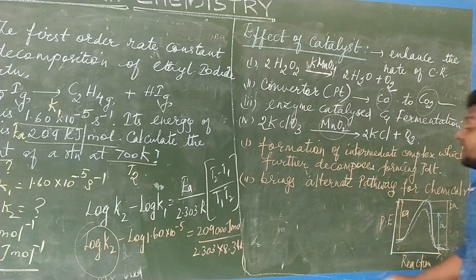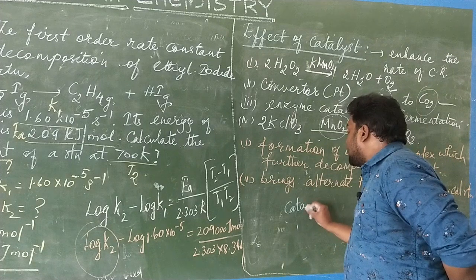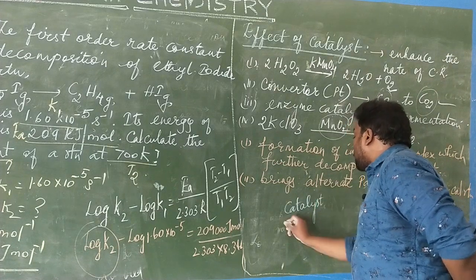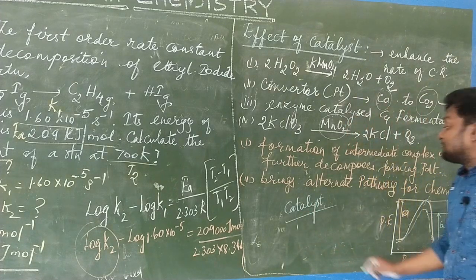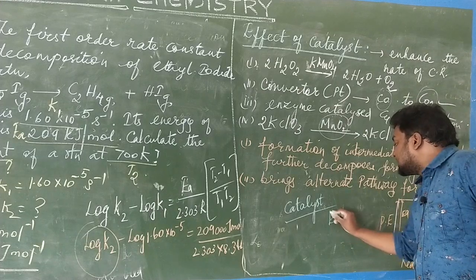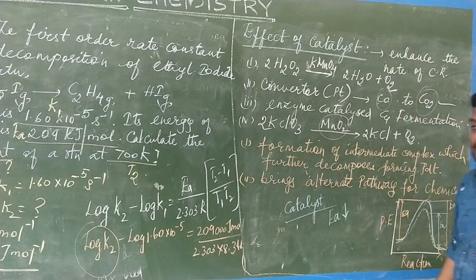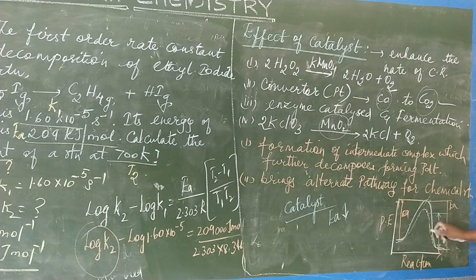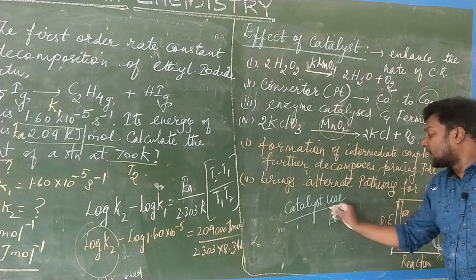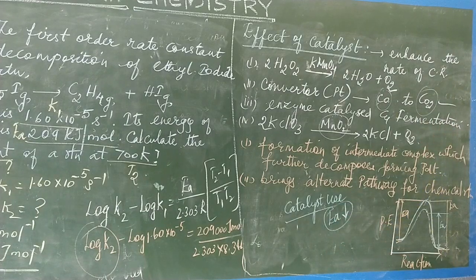Whenever a catalyst is used, what happens? Automatically the activation energy Ea value decreases. So when we use a catalyst, the activation energy value decreases.